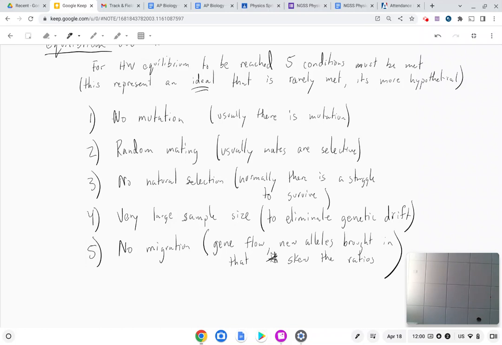Okay, so if these 5 conditions are met, and we have control over these 5 conditions today, because we have a cup and we have beads, we can totally mimic these 5 conditions. We're not going to be adding anything in there. We're not going to be mutating these alleles. They're going to stay the same color that they are. So we can very easily meet these conditions and simulate Hardy-Weinberg.